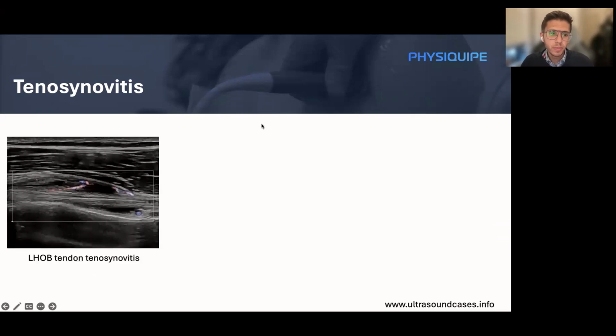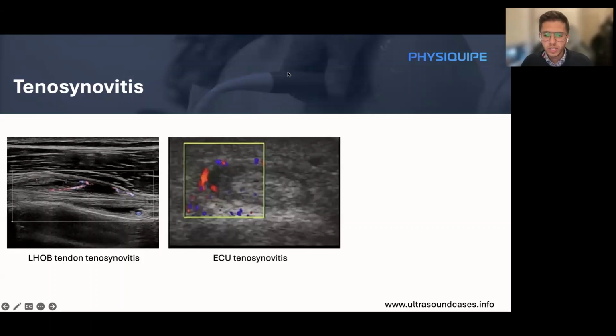So coming to a few more images that we can see, long head of biceps, again, is a classic area where you can get a bit of tenosynovitis. And this is the long head of biceps at the humeral head in long section. And you can see, again, fluid in the tendon sheath with some neovascularity. So fluid around the long head of biceps really is fluid from the shoulder joint itself. And again, here, if you are seeing vascular changes, you really need to think about an inflammatory cause.